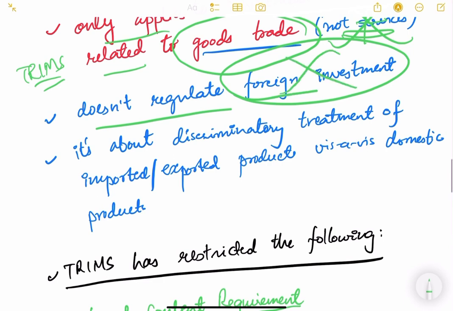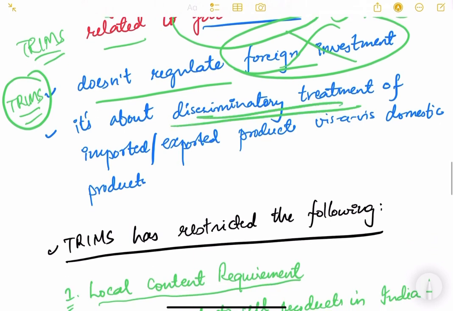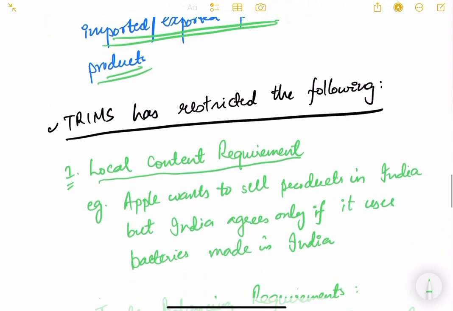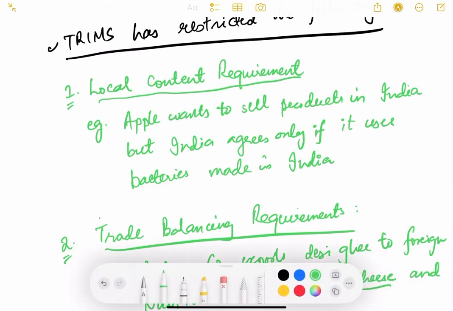It is not an FDI policy. TRIMS just says that we should not bring any investment measure that will twist the international trade, that will lead to any distortion in the free trade. It's about discriminatory treatment of imported or exported products versus the domestic product. Let us look at the examples. What is the meaning of that?